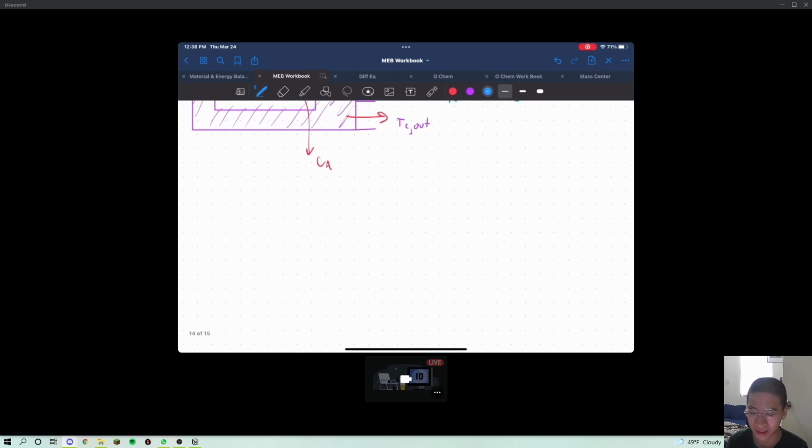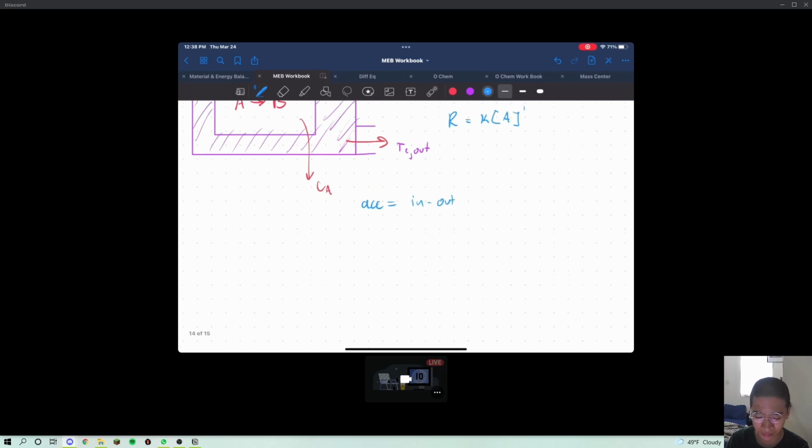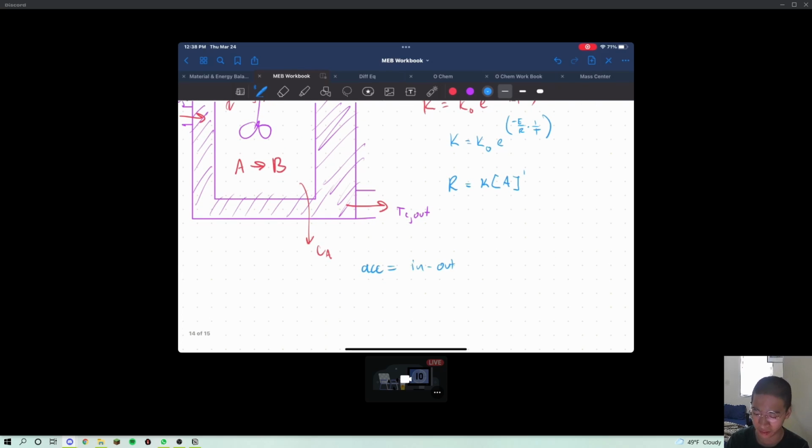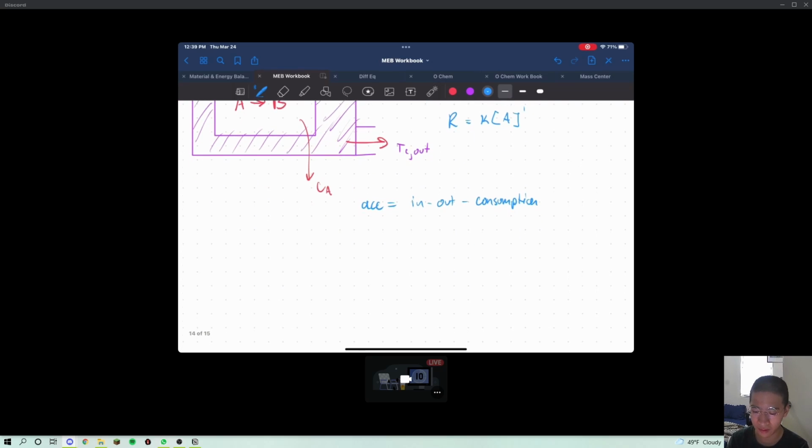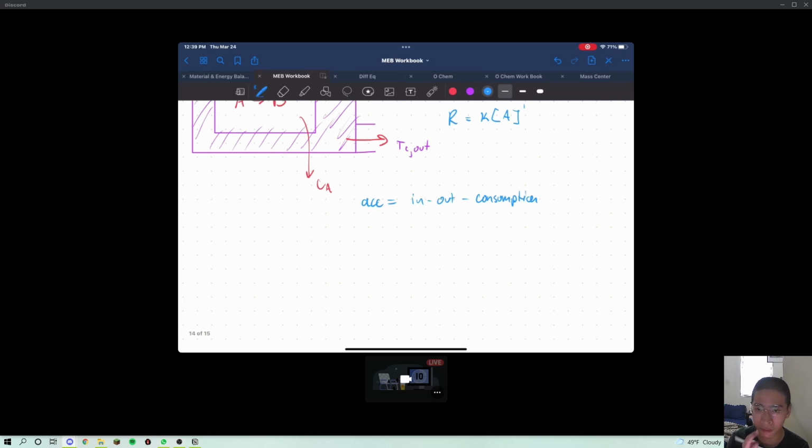And what does every mass balance problem start with? If you're a chemical engineer, you should be reciting this in your sleep at this point. Accumulation equals in minus out. And in this case, there's no generation of A, but there is consumption of A. What's accumulation? We'll call this accumulation our dependent variable in our differential equation. So what is it? It's dCA over dt with respect to time.